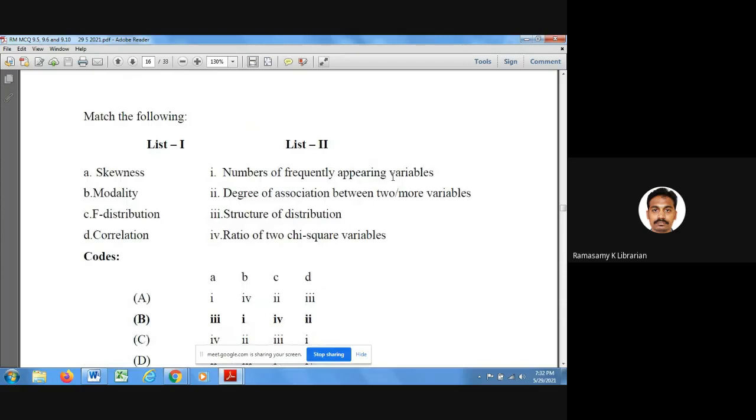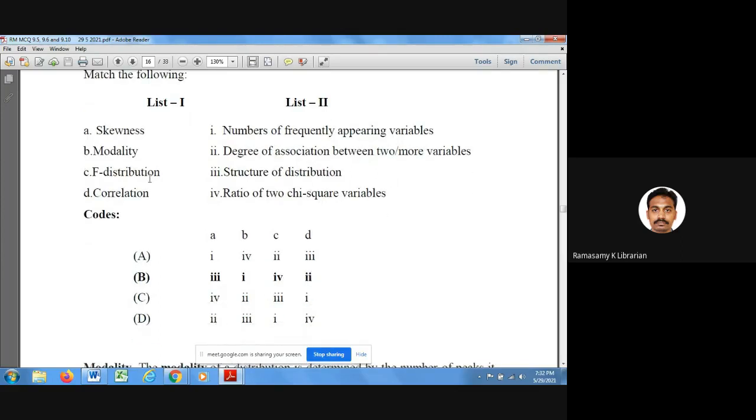Next, match the following. Here they are given some statistical measures. Let us see them. One is skewness. Skewness is always talking about the structure of distribution: how structured your data is, whether it has a long peak, or a left-side peak, or a right-side peak.